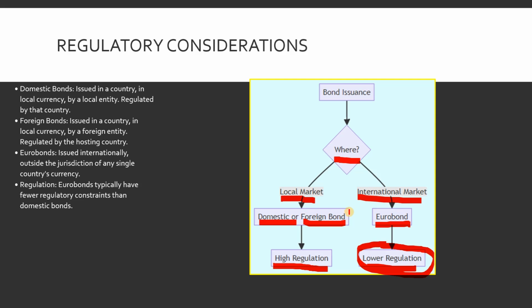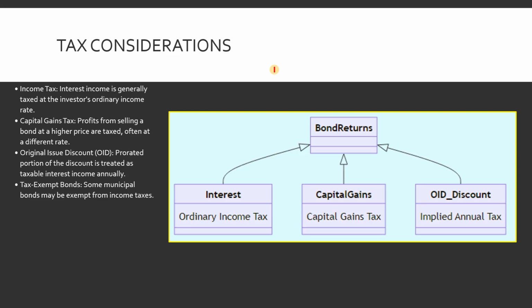Now we've considered regulatory consideration. Now we'll talk about the tax consideration. Finally, we must consider the taxes. Generally the interest you receive is taxed as ordinary income. If you sell the bond for a profit, you pay capital gains tax. A special rule applies to original issue discount, or OID, bonds. These are issued at a discount. Even though you do not receive cash until maturity, you often have to pay tax on a portion of that discount every year as if you received it. For example, some bonds, like certain US municipal bonds, are tax exempt, meaning you pay no federal income tax on the interest.